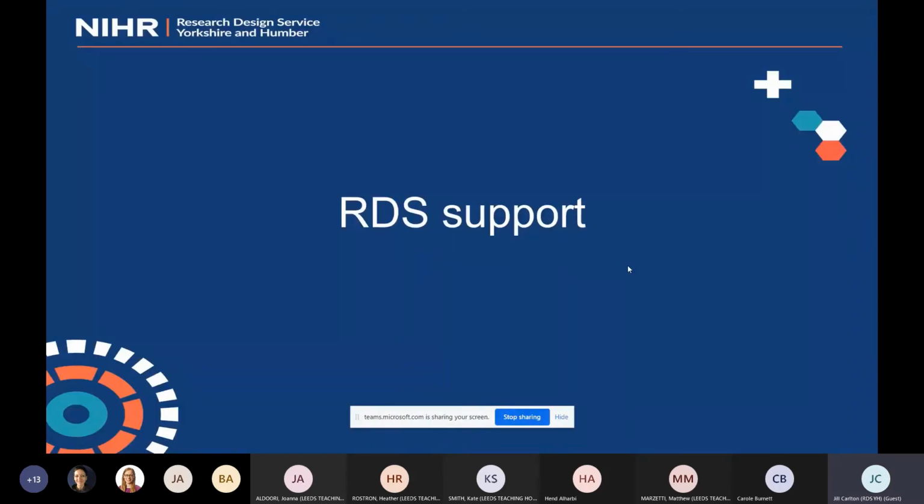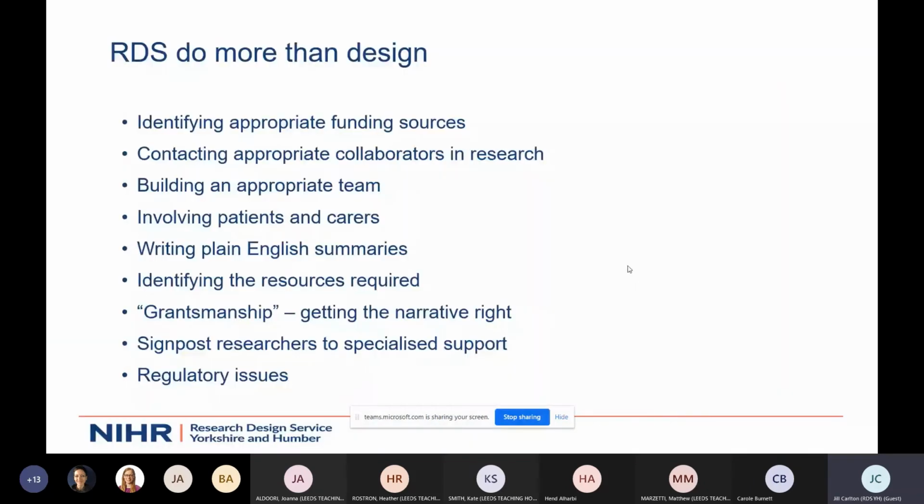So I feel like I've really rushed through this, but I just want to close on what the RDS can offer you in terms of support. So we do more than help advise you on the design of projects and study ideas. We can help identify potential funding sources, in which, if you're going for a fellowship, you've probably pretty much identified your source already, but there might be some funding sources which can help you with some proof of concept work that you might want to do in advance of your fellowship application.